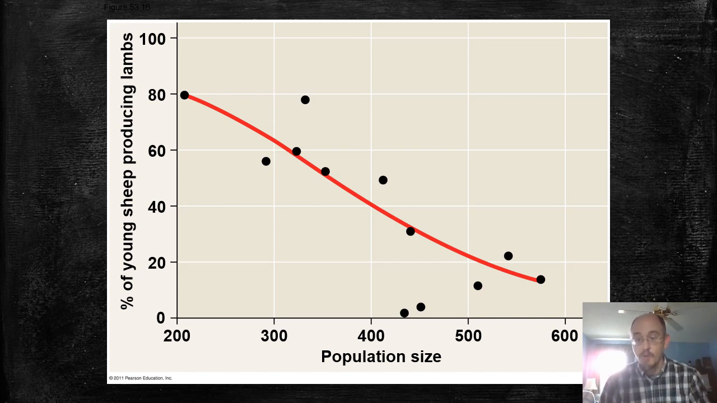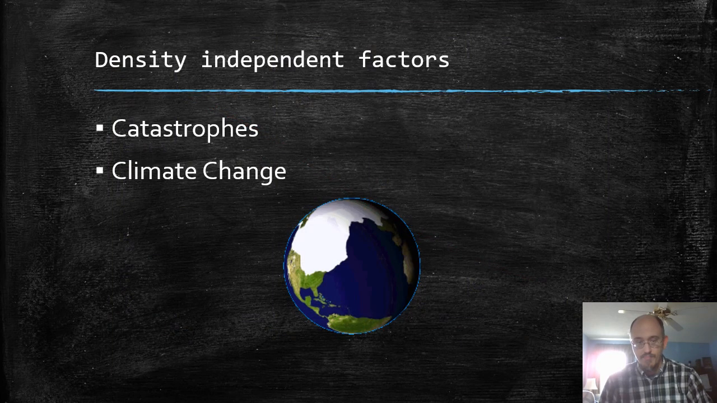It's basically a form of negative feedback. As population size increases, the rate of births decreases and slows down growth. Now, density independent factors also affect population growth. And those are going to be things like catastrophes, like ice ages, asteroid impacts. It doesn't matter if there's 20 of you per hectare or 1 million of you per hectare, an asteroid is going to affect you the same way.